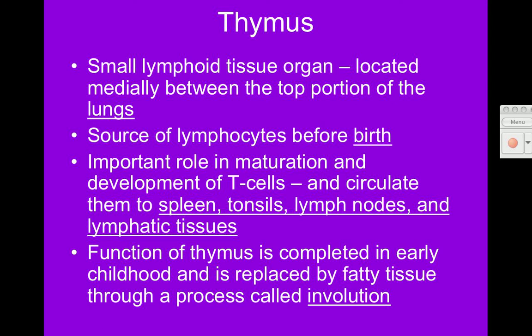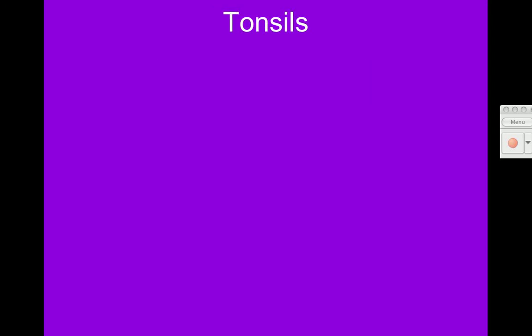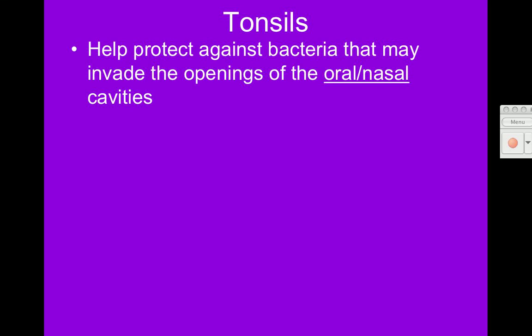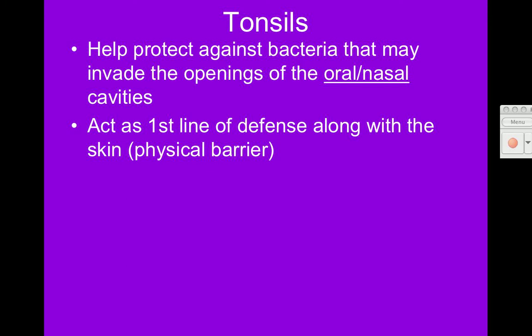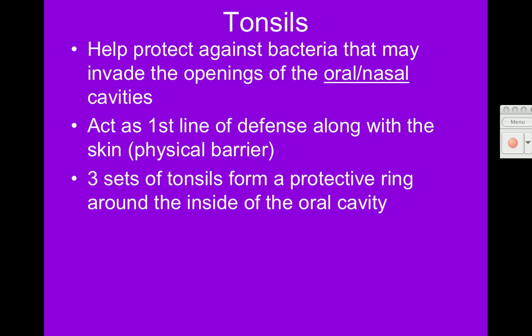Now the next one is something that pretty much all of you are familiar with, and that is the tonsils. These are again lymphoid tissues that help protect against bacteria invading, especially through the oral or nasal cavities. They are basically a physical barrier, so they kind of block bacteria from coming in, like a goalie. We have 3 sets of tonsils that are involved.